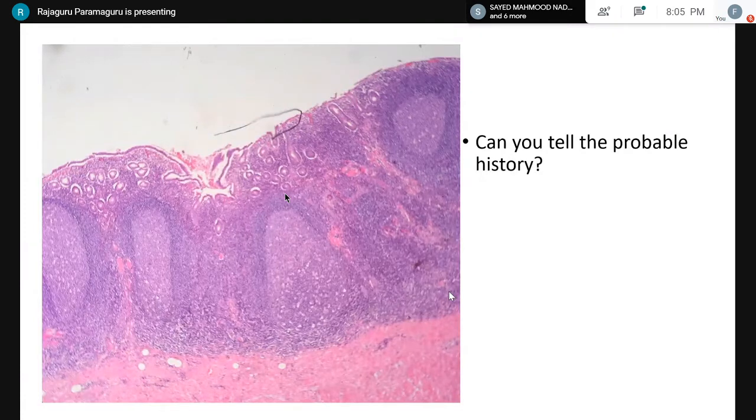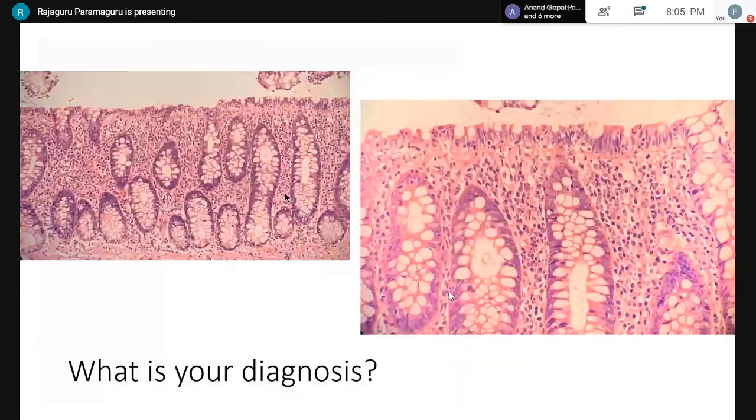So this is another case. I have not given the history, but I thought I will get some inputs from the audience. So I just put it like this. I'll just describe it for you. Here the architecture is more or less maintained. There is not much architectural distortion. The inflammatory cells are increased with lymphocytes and plasma cells, not much of neutrophils.